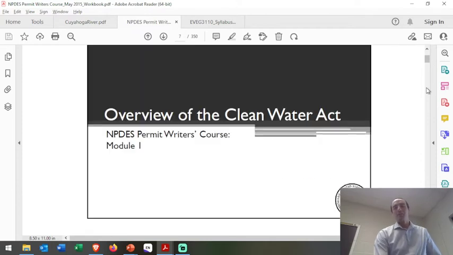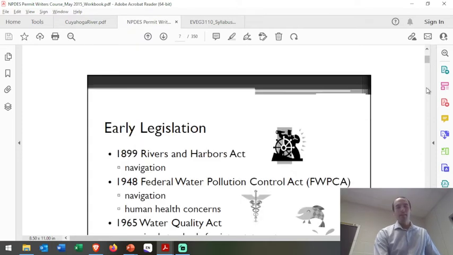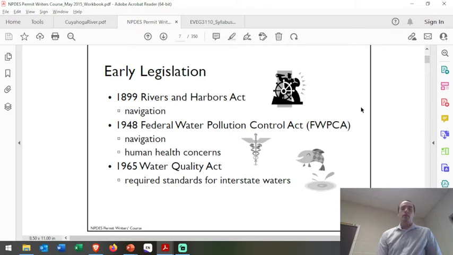Okay, so the Clean Water Act. I mentioned briefly that it really goes back very early on. It was the Rivers and Harbors Act that eventually evolved into the Clean Water Act, or was kind of the foundational point that we built on. So in 1899, we had the Rivers and Harbors Act for navigation. In 1948, we started to realize we had some pollution issues. So that was the Federal Water Pollution Control Act.